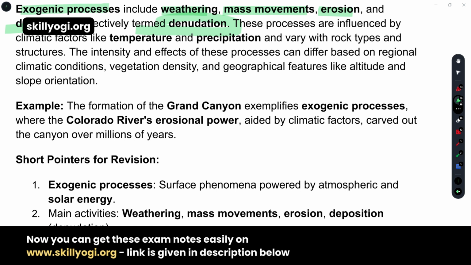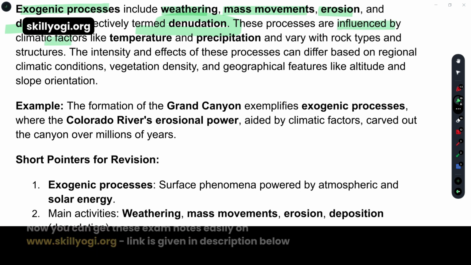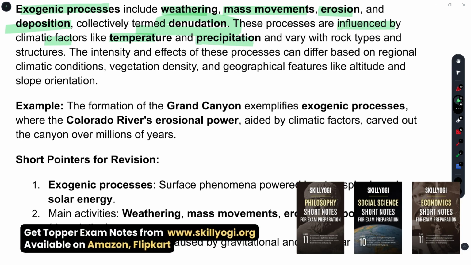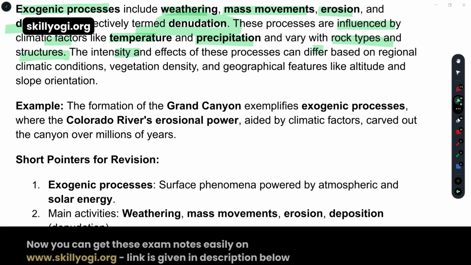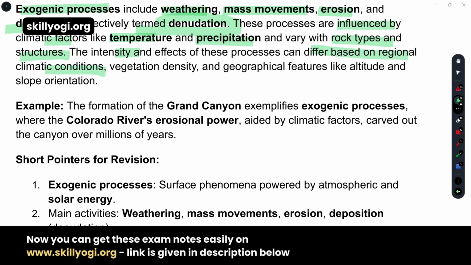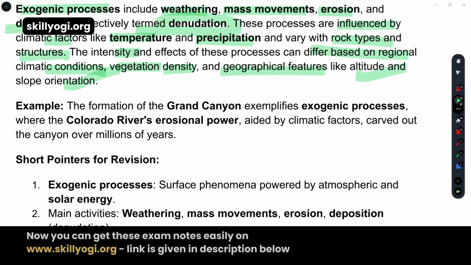These processes are influenced by climatic factors like temperature and precipitation and vary with rock types and structure. In different parts of our world, the rock structures and the components of the compounds are not the same. So the types of rocks and the different natures or structures of the rock also matter. The intensity and effects of these processes can differ based on regional climatic conditions. It's also based on vegetative density and geographical factors like slope or gradient, you can call it altitude, right? So that is called the exogenetic processes.